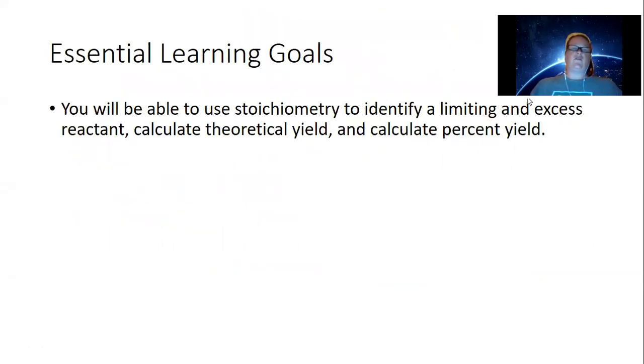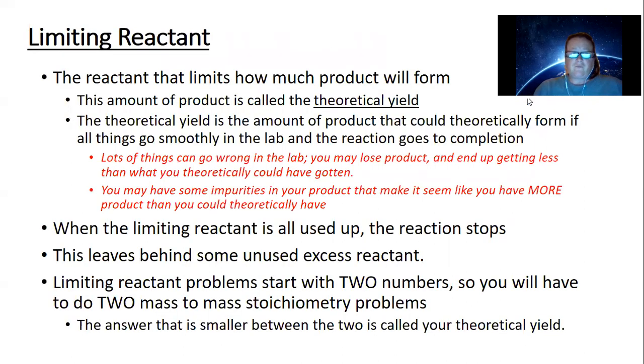The essential learning goals is to be able to use mass-to-mass stoichiometry calculations like we've been doing to identify the limiting and excess reactants, also calculate theoretical yield, and calculate percent yield. And it sounds like a lot, but most of you have been handling stoichiometry like a champ, and I can promise you it's really not that much more difficult. It's like what you've been doing with a little bit of a twist. What I have written in the red is not anything necessarily that you have to write down.